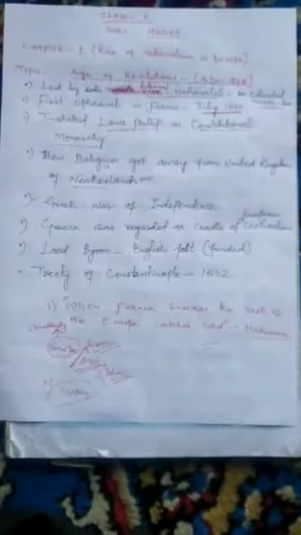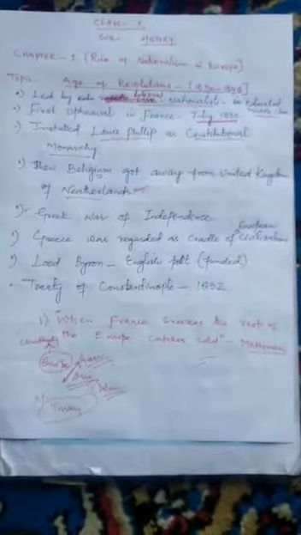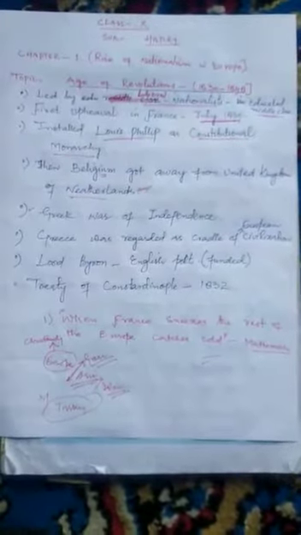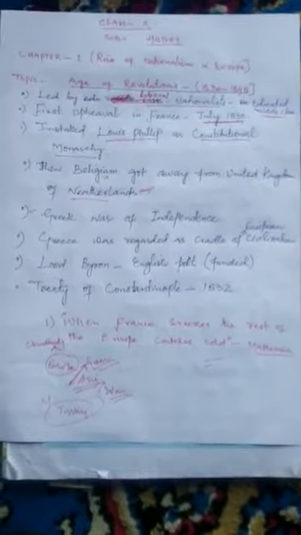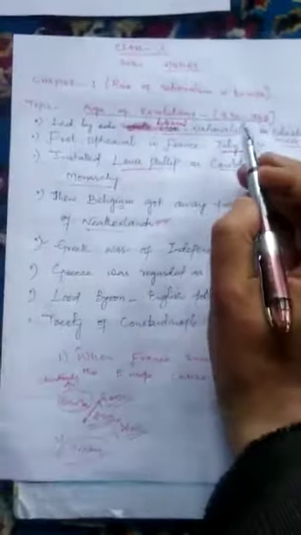Dear friends, today we are going to discuss one more important topic of the history textbook for class 10th. This topic is of chapter 1, Rise of Nationalism in Europe. The name of the topic is Age of Revolutions, 1830 and 1848.